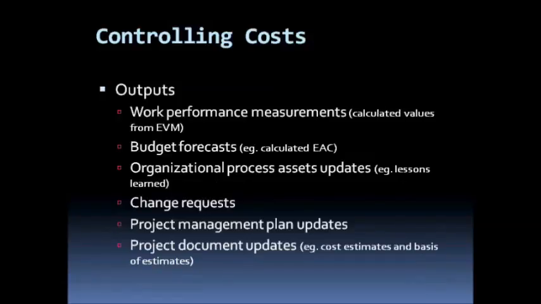As outputs of this process, we will have our work performance measurements, which are the calculated values from earned value management. Then we could arrive at forecasts, calculated values of estimate at completion. We could update our organizational process assets, for instance, the lessons learned database with new information. Then we could raise change requests if need be to bring our cost performance back to plan.